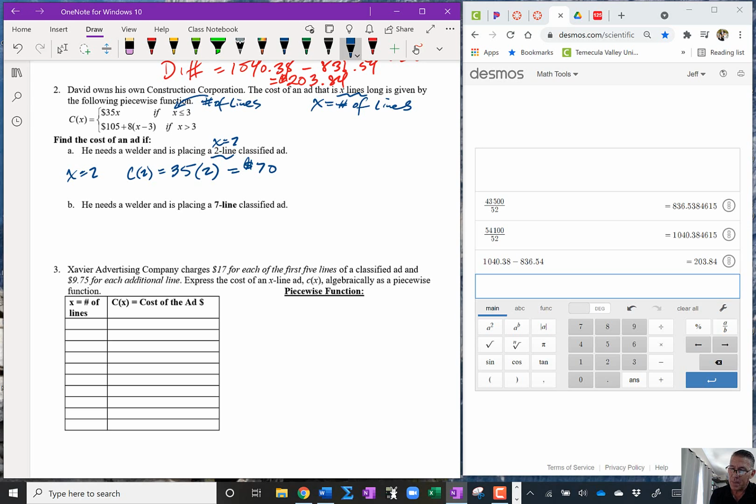Pretty straightforward there. Now for a 7-line ad, we've got to find C of 7. That calls for the second part of the function, because 7 is greater than 3, so we use the second piece. This one is going to be 105 plus 8 times (7 minus 3), which is 105 plus 8 times 4. Now 8 times 4 is 32, and 32 and 105 is 137. So the cost here is going to be $137.